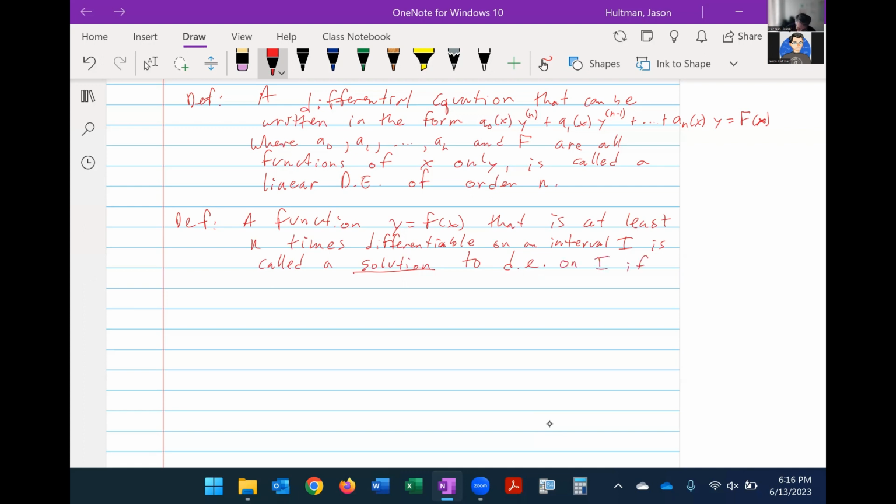if y equals f of x, y prime is equal to f prime of x, all the way to the nth derivative of y being equal to the nth derivative of f, when you substitute all of these into the differential equation and it reduces it to an identity.